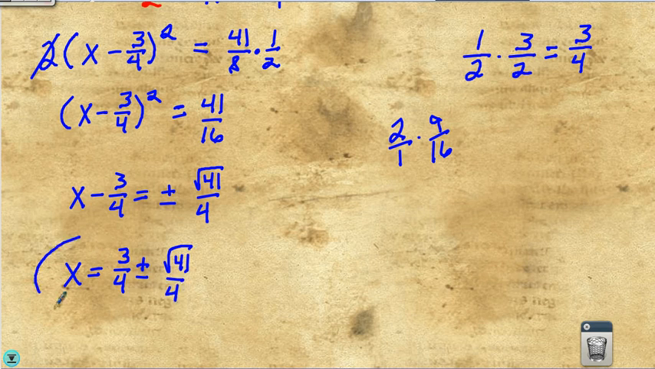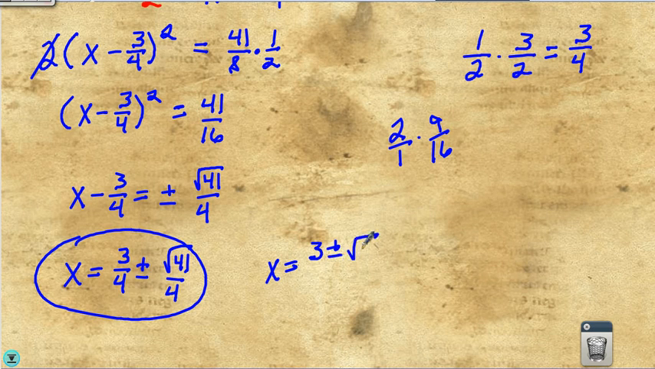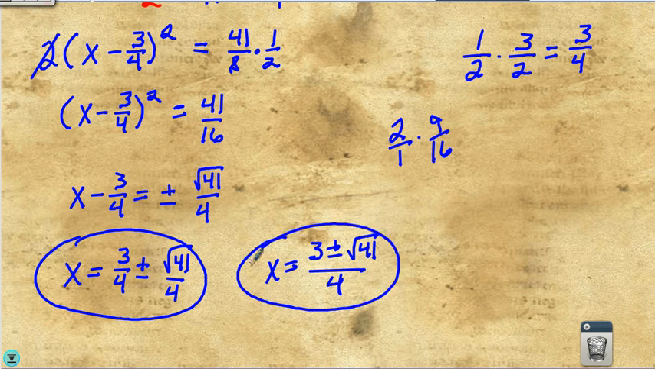You can leave your answer like that, or since you already have common denominators, if you would like to write that as x equals 3 plus and minus the square root of 41/4, that is fine as well. And the reason I went ahead and wrote it that second way is that it looks similar to answers that you've gotten in previous years. Because tomorrow we'll talk about another method that we can use to solve quadratic equations which we like better than this.